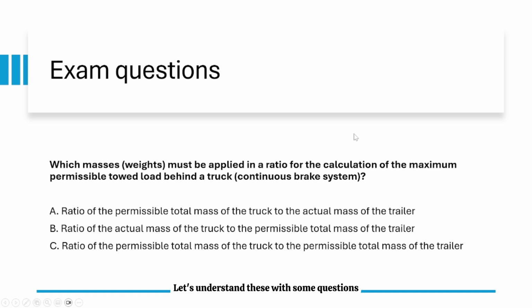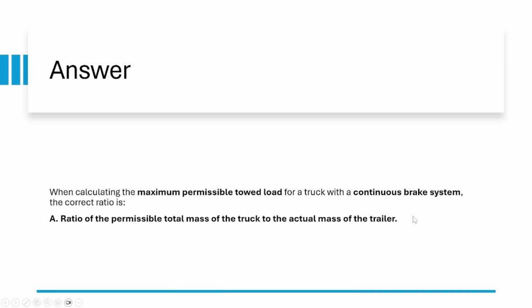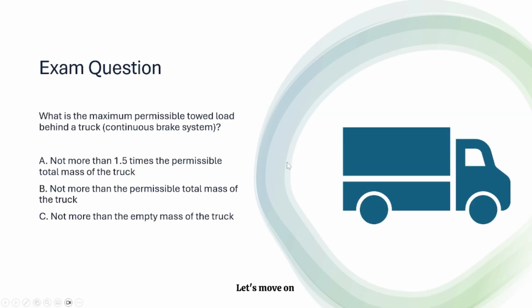So let's understand these with some questions. Which masses, weights must be applied in a ratio for the calculation of maximum permissible towed load behind a truck? These are the different ratios given. So we know the answer. The ratio of permissible total mass of the truck to the actual mass of the trailer is the right answer. Okay, so this is your answer, the ratio of permissible total mass of the truck to the actual mass of the trailer. Let's move on.